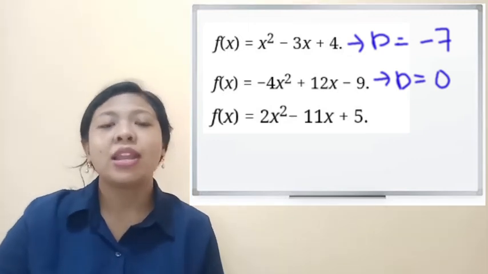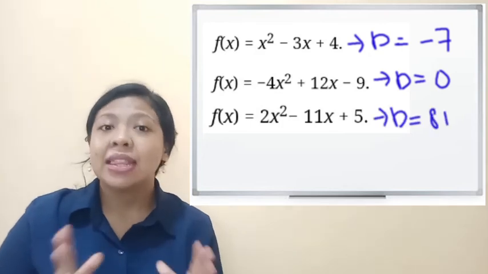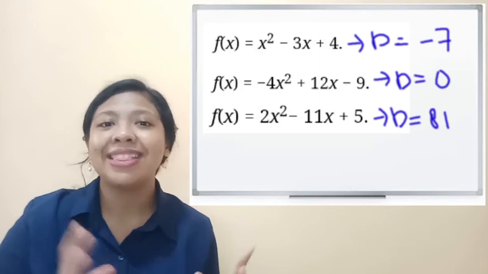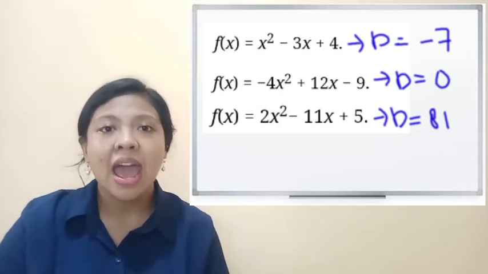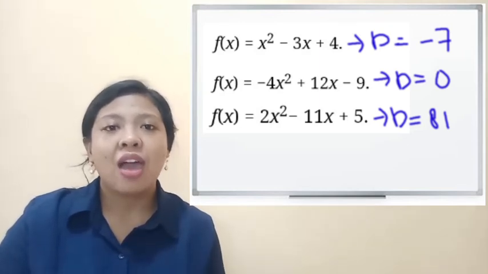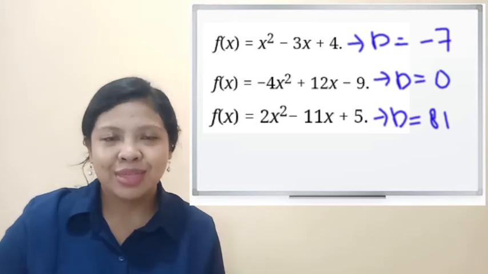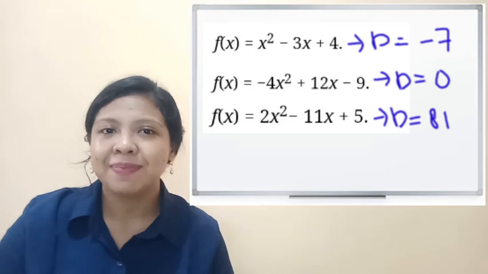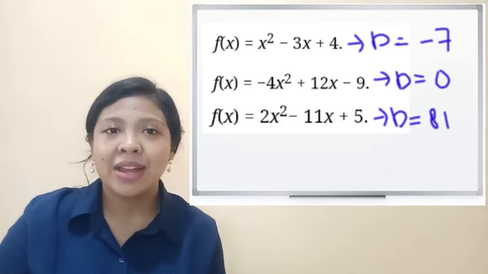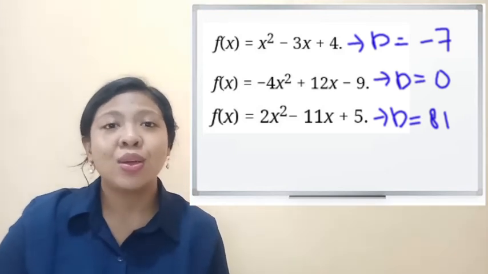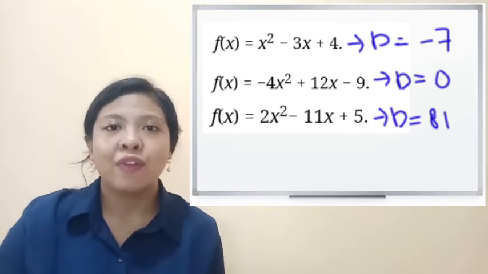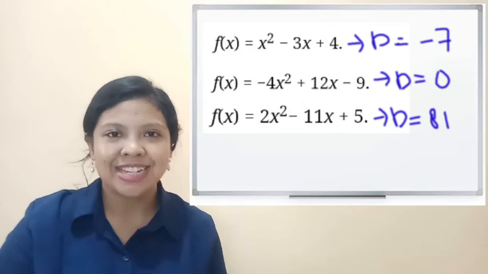So the next one is the third equation. The discriminant of the third equation is equal to 81. So it means the third equation has 2 real solutions. So let's check your answer. Is it correct or not? If you answered it well, it means you already understand the 3 cases of the root of a quadratic equation.